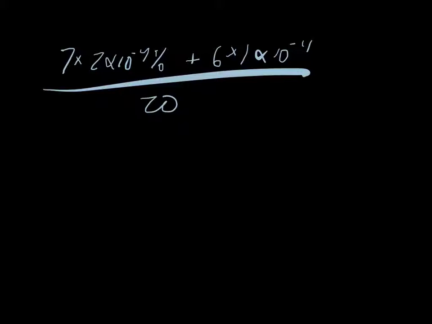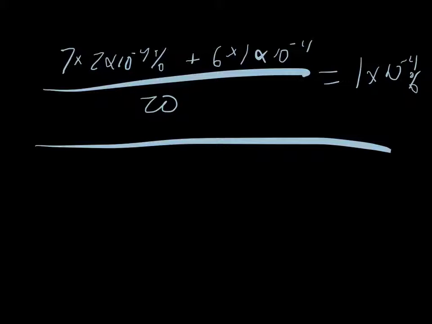So there's 7 blocks that had a concentration of 2 times 10 to the negative 4%, and then there were 6 blocks that had a concentration, right, so we're multiplying these together, 6 blocks had a concentration of 1 times 10 to the negative 4, okay, and divide that by our total, which is 20, and that will give us our percent, and what you get is what we had before, 1 times 10 to the negative 4% gold, right?